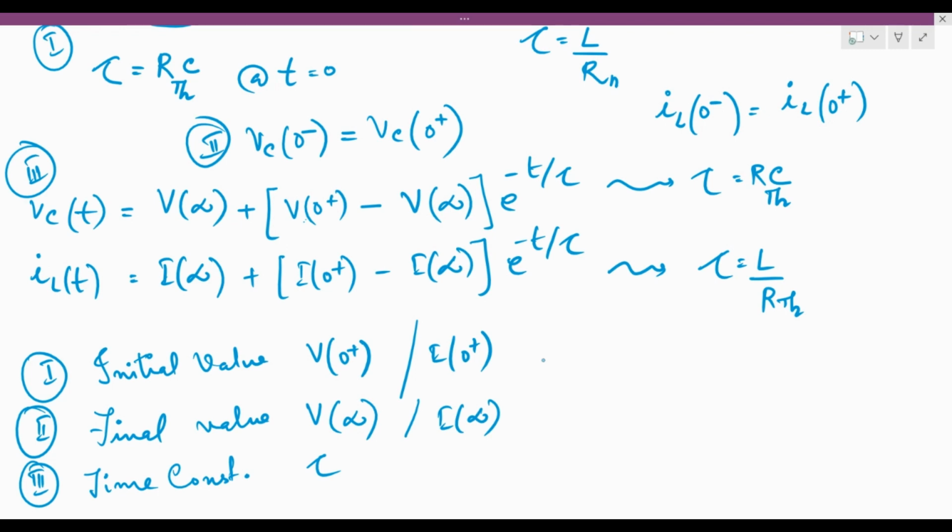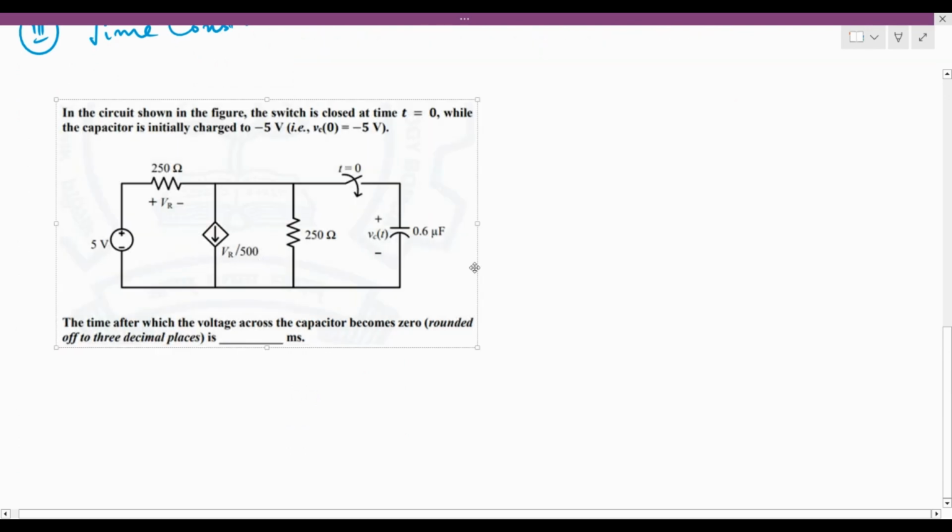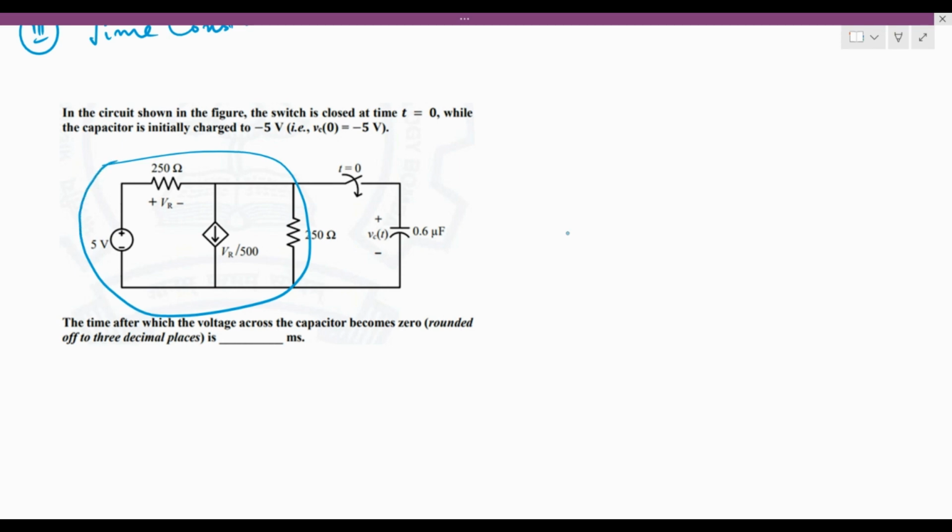So having understood this, let's look at a numerical that was asked in GATE in the year 2021 in the EC paper. So this is the numerical. Here, they are asking us to compute the time after which the voltage across the capacitor will become zero. So let us first analyze this entire thing. Here we have this entire network, right? This entire network is connected to the capacitor through the switch.